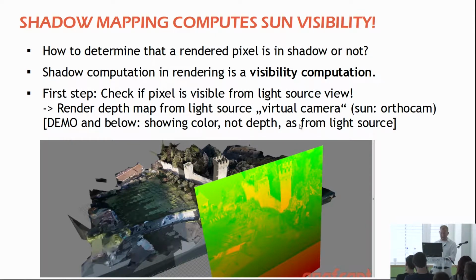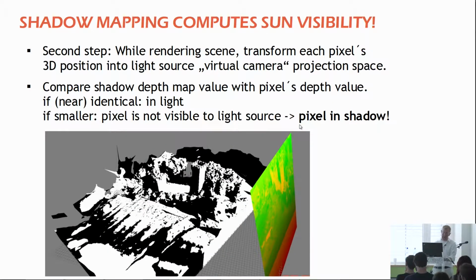So that means that we now have a kind of color map or depth map available from the sun's view. And the second step is that when one renders the scene, you transform each of the pixels' 3D position into the light source's virtual camera's projection space. So you render the scene from this view that you see here, but you also take every pixel's 3D position and transform it into the projection space of the light source's virtual camera.